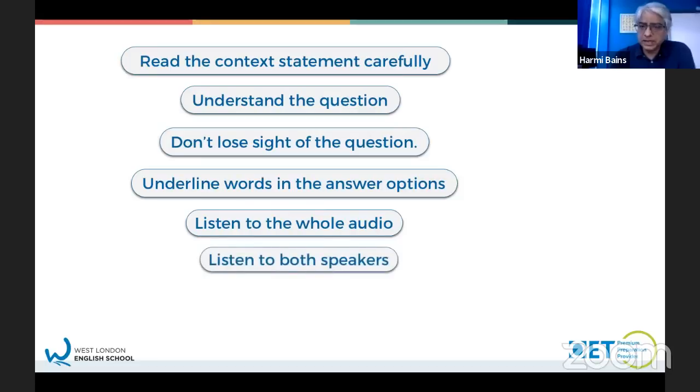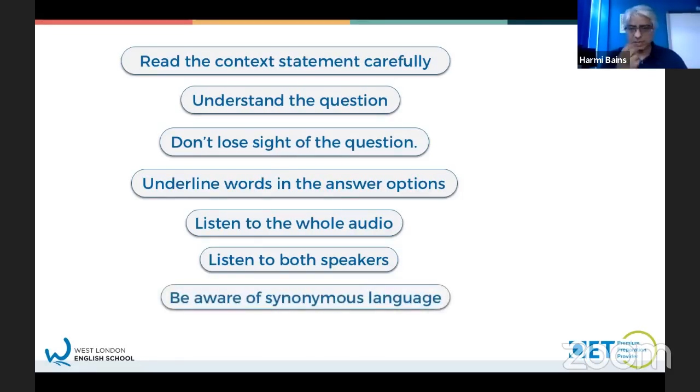Listen to both speakers as well. That's really important. Again, really focus on the question as well, because it might tell you where the answer, which speaker the answer is coming from. But it is important to listen to both speakers. We talked about synonyms or synonymous language as well, something to be aware of.